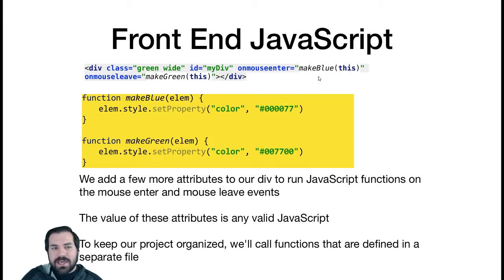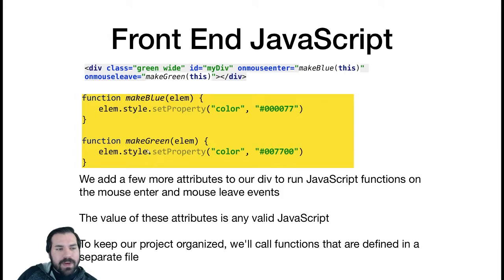And to keep things organized, it's good practice to just call a function, and then in your separate JavaScript file, write your functions that actually have the functionality that you want. So here I'm going to call make blue. I'm going to pass this, which is a reference to the element that I'm currently in, this div. And in my JavaScript file, I have a make blue function that takes an element and then sets its color, what else, to blue.